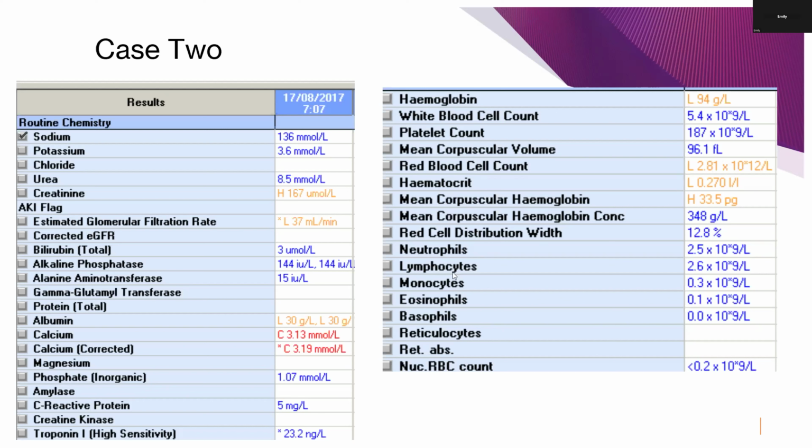Obviously, we don't know that without doing serum protein electrophoresis, but it can be very suggestive in someone who's got bloods that would be otherwise compatible with a diagnosis of myeloma.